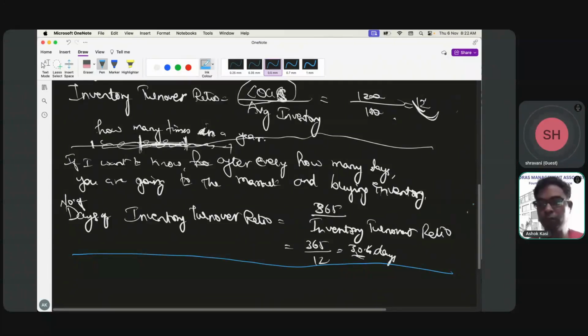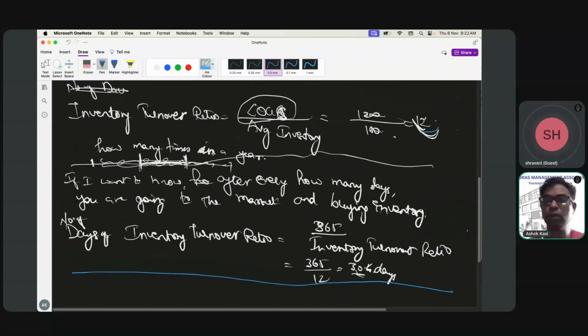So imagine the industry standard is 12. Now suppose your inventory turnover ratio is 24. That means double the market: the market is buying 12 times in a year, but you are buying 24 times. That means the stock is getting over again and again in your godown, and then you are running to the market and buying it. So here you might fall short of goods in your company when it is required.